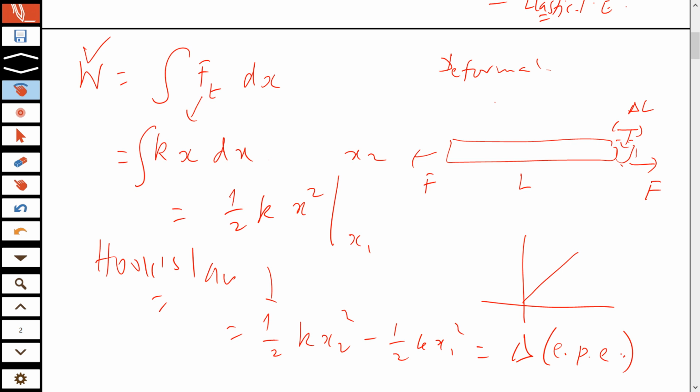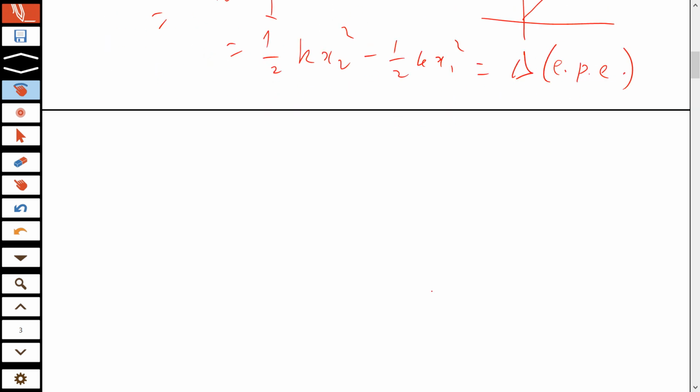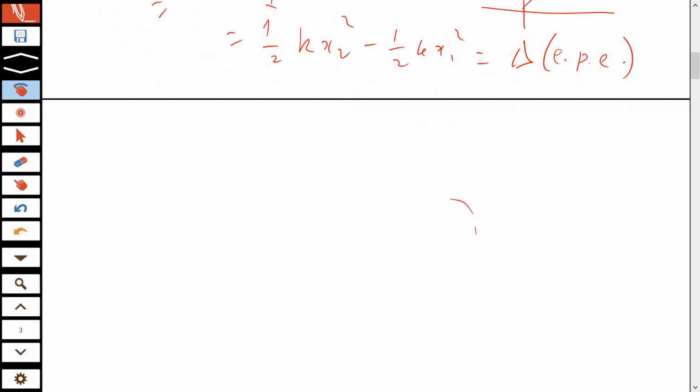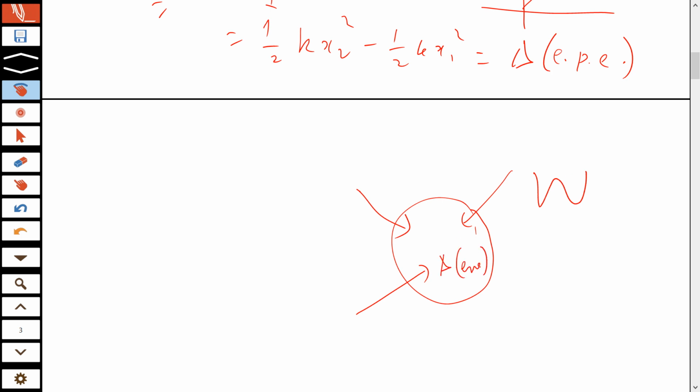So in all these examples, the rule is the same: if you have a system, a body, and the external world is working on it, that work will result in a change of some form of energy. That energy can be kinetic, gravitational potential, elastic potential, or thermal energy. Okay.